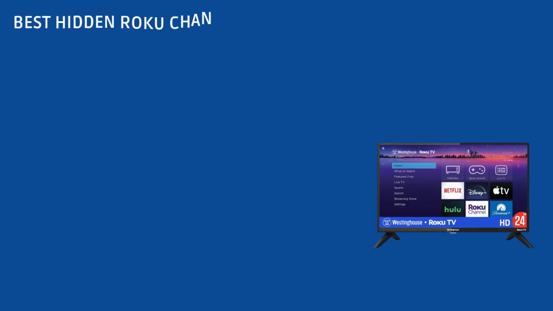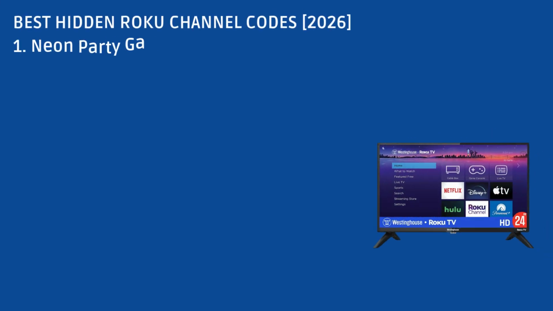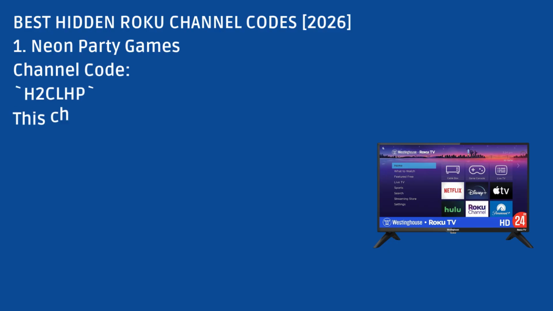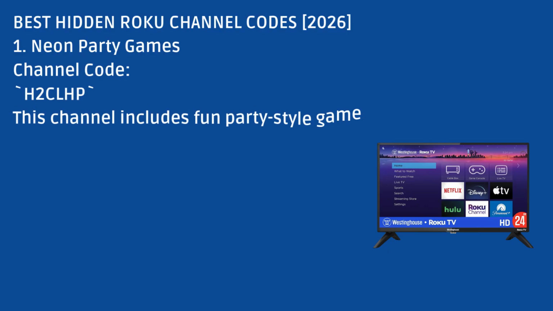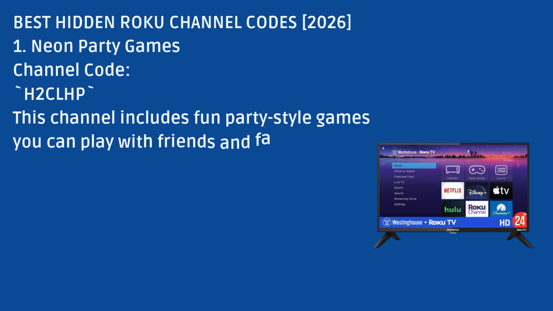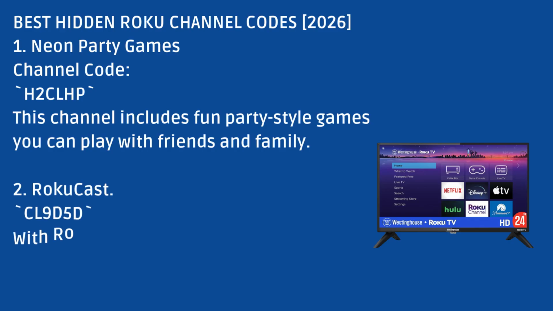Best hidden Roku channel codes, 2026. 1. Neon Party Games. Channel code H2CLHP. This channel includes fun party-style games you can play with friends and family.